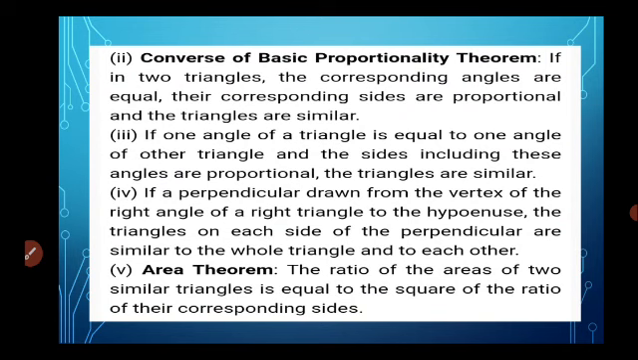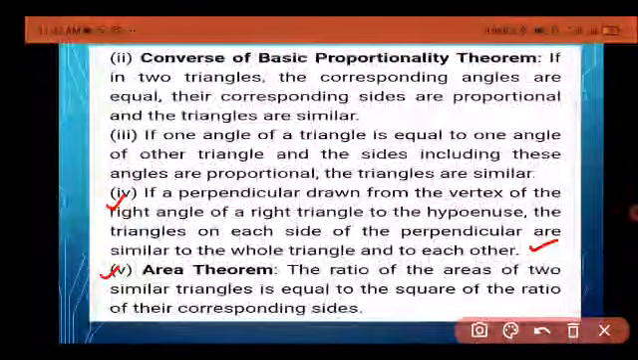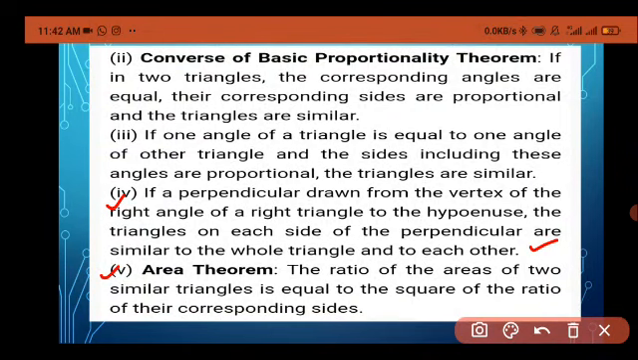Fourth one is, if a perpendicular is drawn from the vertex of the right angle of a right triangle to the hypotenuse, the triangles on each side of the perpendicular are similar to the whole triangle and to each other also. Next is the area theorem. The ratio of the areas of two similar triangles is equal to the square of the ratio of their corresponding sides.